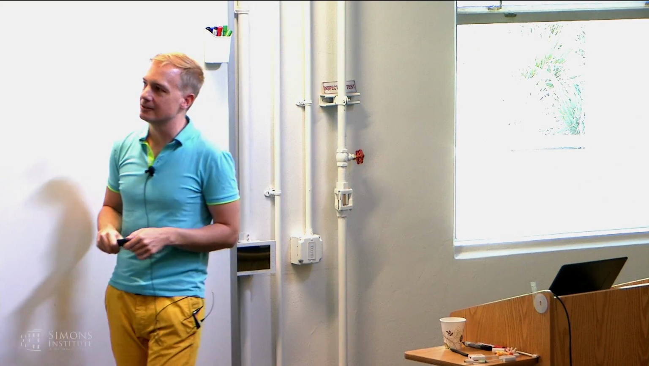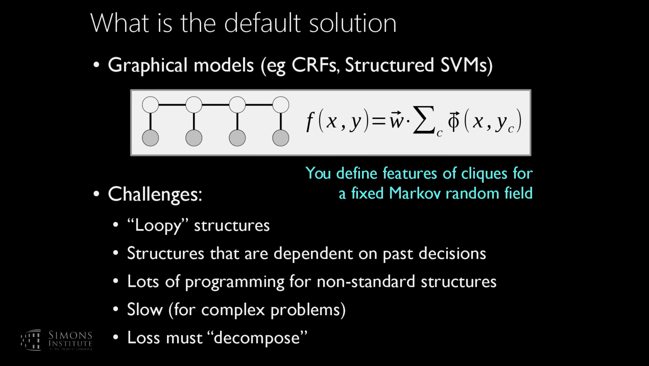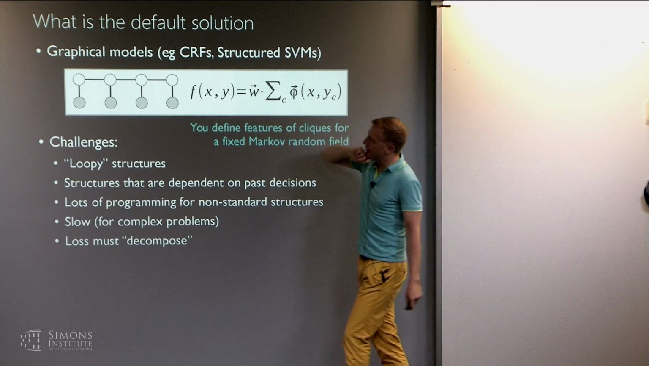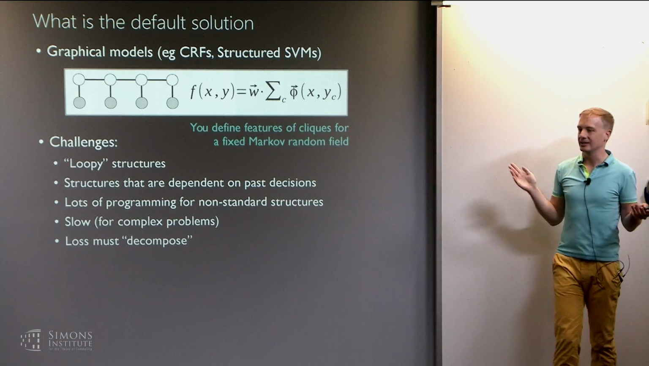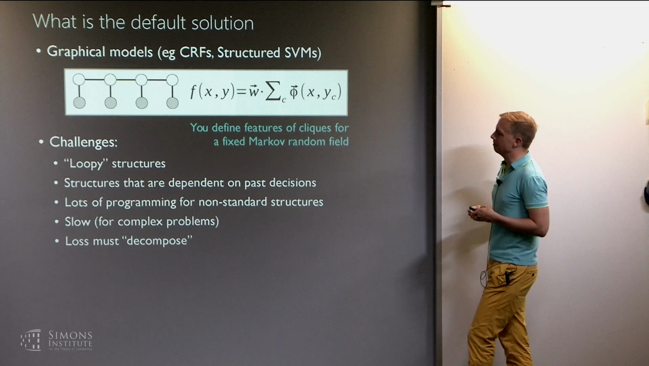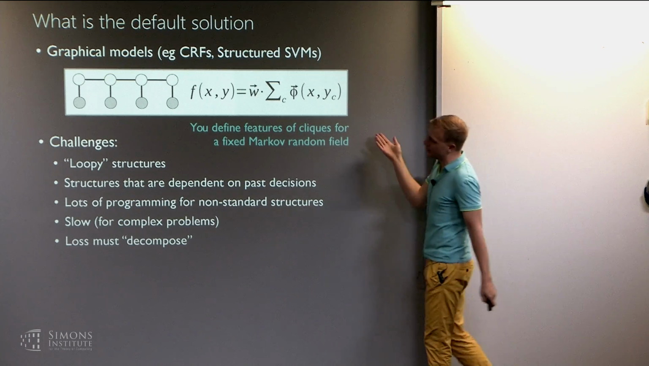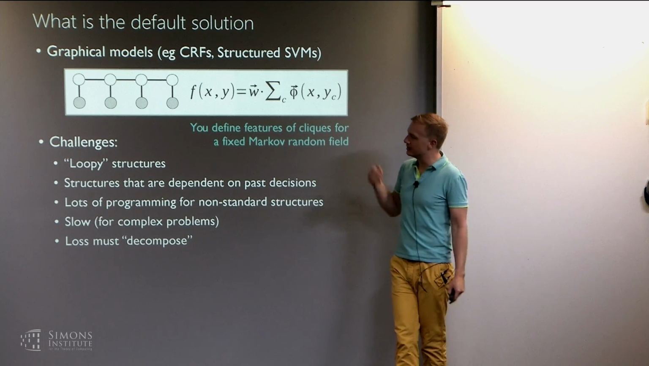So what's the classic way of solving these things? The classic way is basically graphical model-like approaches: CRFs, structured SVMs, and so on. We have some input X, we have some candidate output Y, and we score it using a linear function, or nowadays a neural network. The way you define features here is by defining a Markov random field.